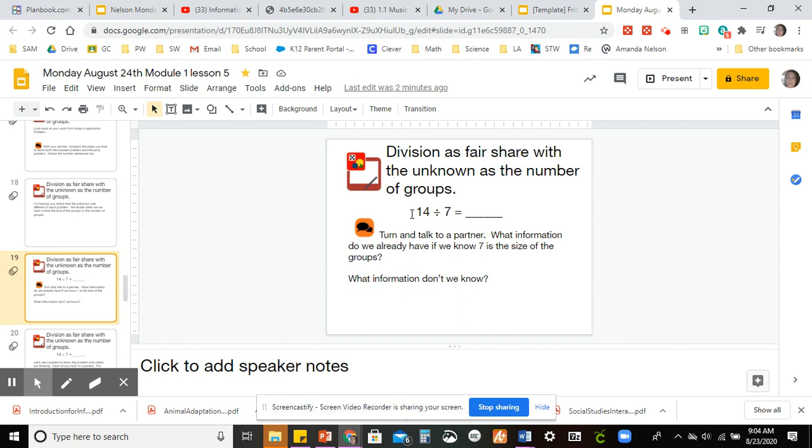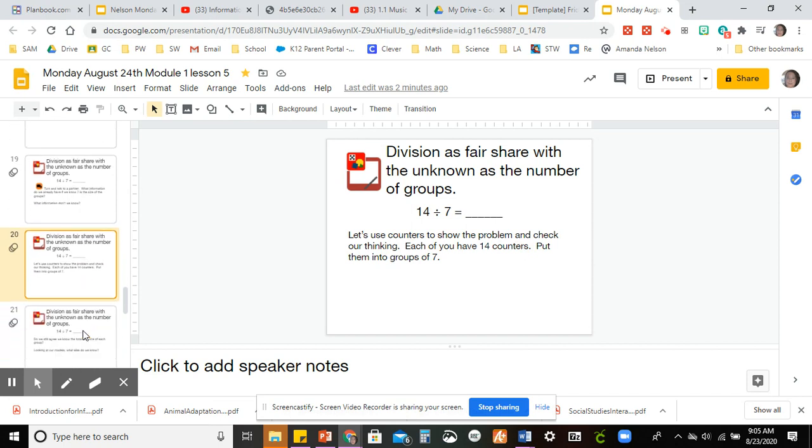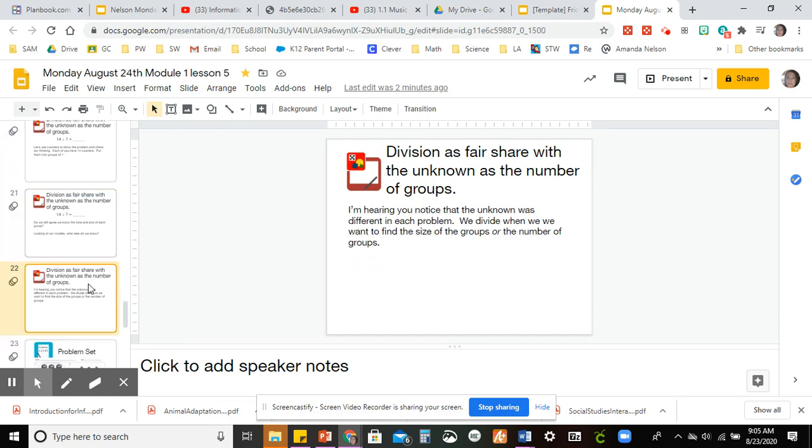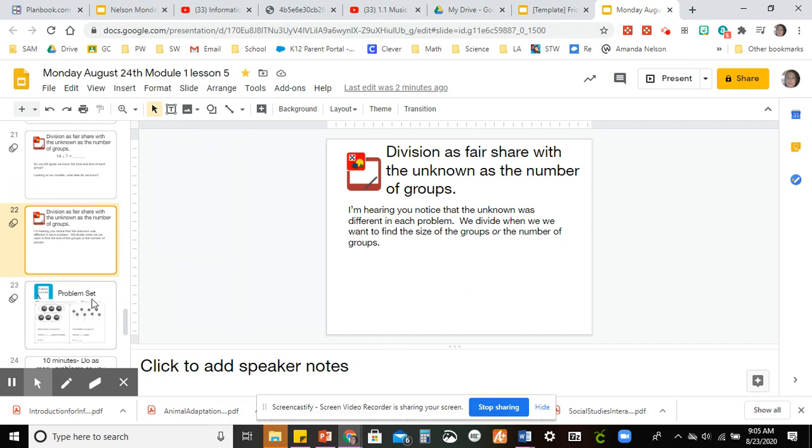So let's try one where it's written out as the equation. 14 divided by 7 equals what? So we know our total, right? We know we have 14 total. And we know that we split that 14 into 7, right? Is 7 the size of our groups, or is that how many groups we have? I want you to think about that for a minute. So let's think about that. If we had counters, we could put them into groups of 7. So that means that we would end up with 2 groups.